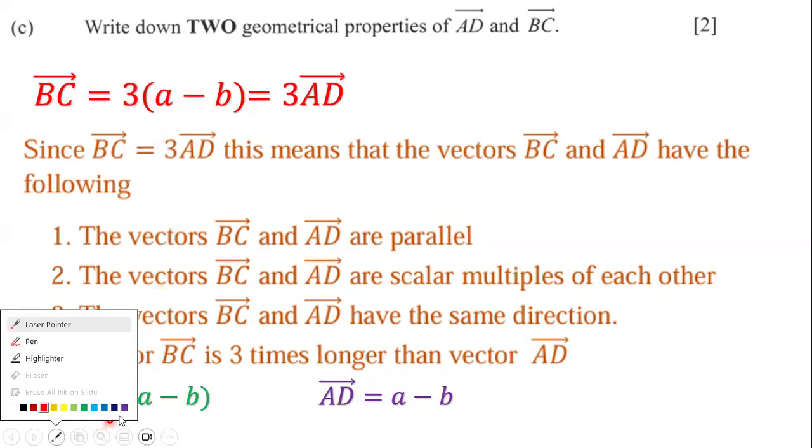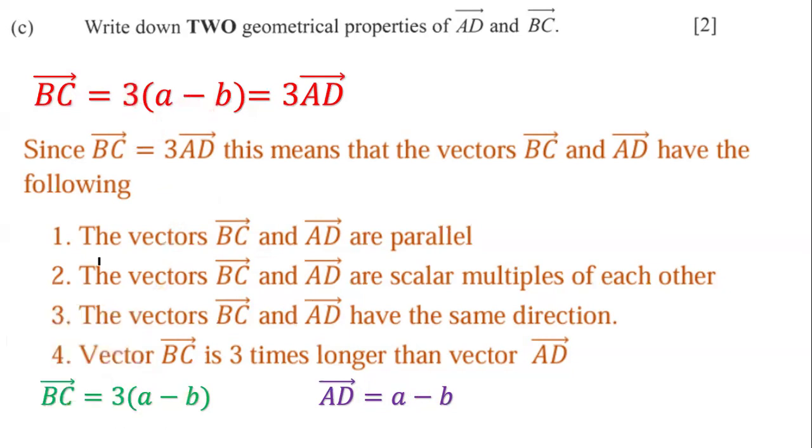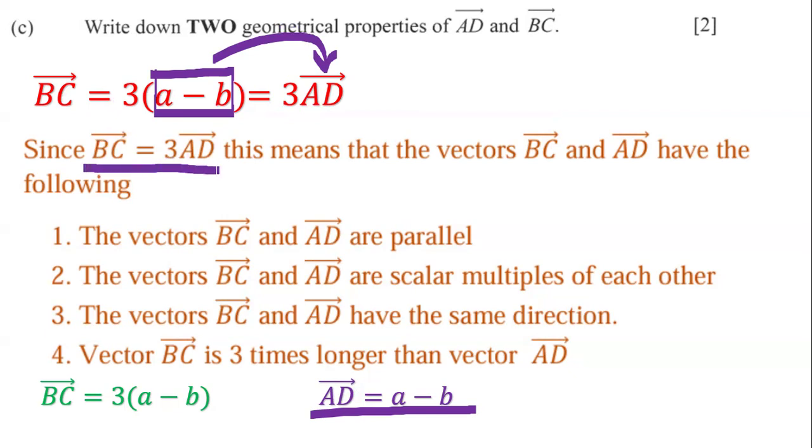But interestingly enough, if we look carefully, we notice that, hey, guess what? A minus b, we know what a minus b is. A minus b is actually equal to AD, right? So AD is equal to a minus b. So if BC is equal to 3 times a minus b, instead of writing a minus b, let's write AD. And so this is equal to 3 times AD. So what that really means is that BC is actually equal to 3 times AD.